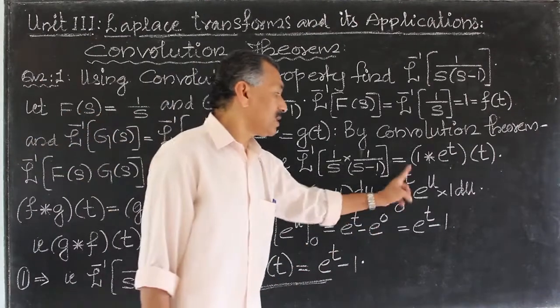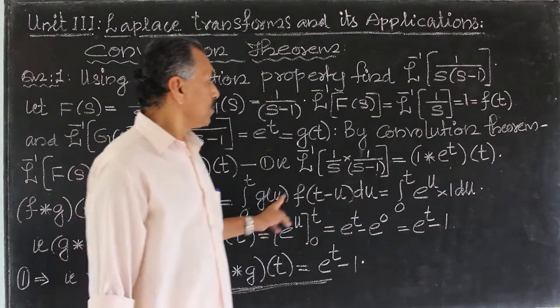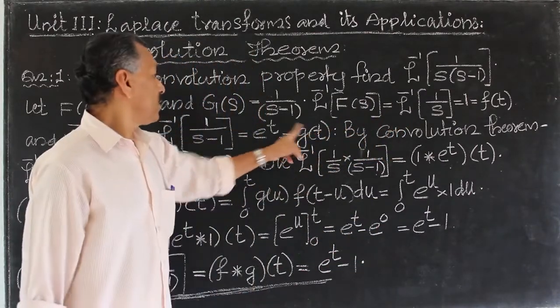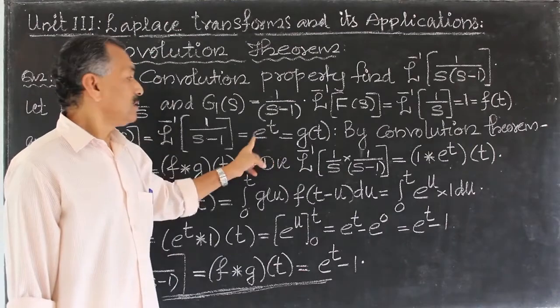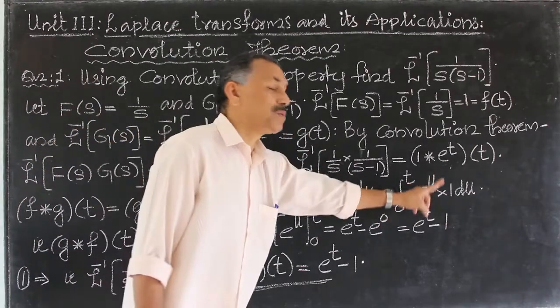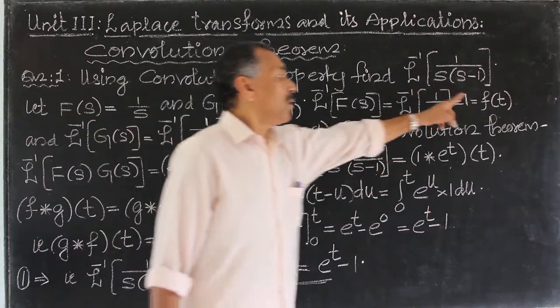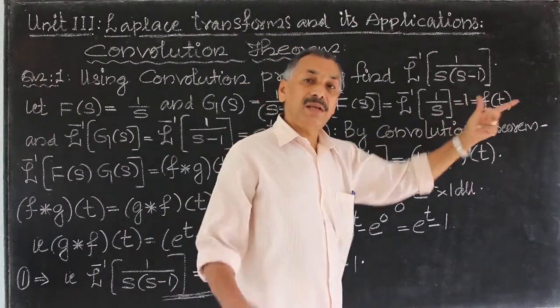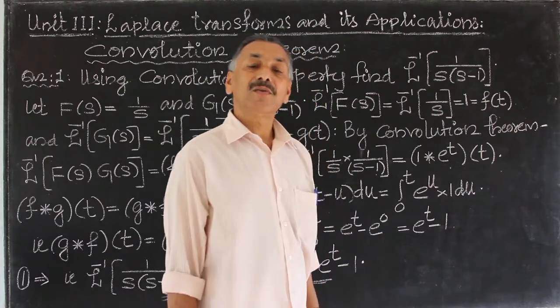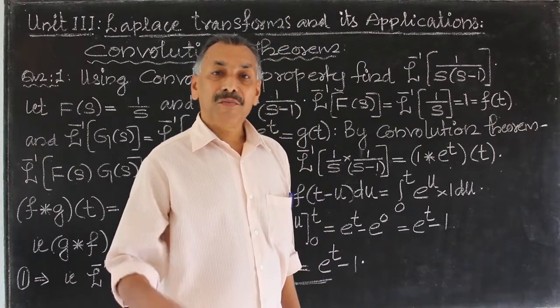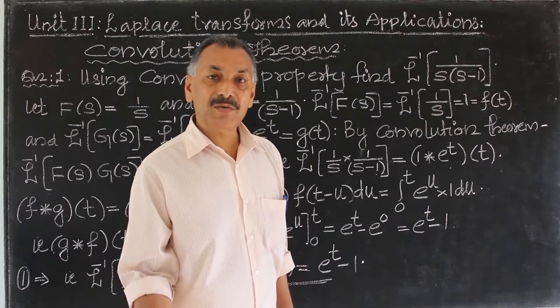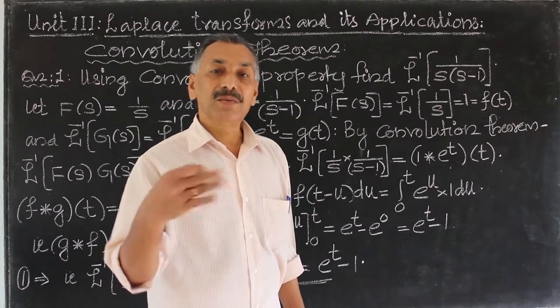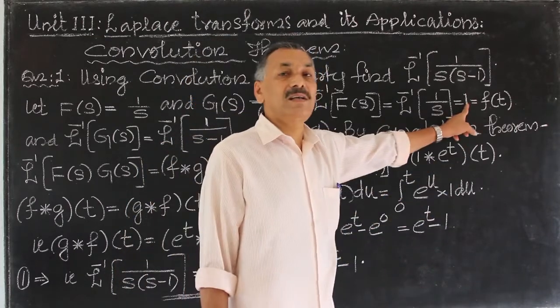That is equal to the integral from 0 to t of g of u. What is g of t? g of t is equal to e raised to t. Then g of u means e raised to u, and f of t is equal to 1. Then f of t minus u: for any value of t, f of t is equal to 1. f of 1 is equal to 1, f of 2 is equal to 1, so f of t minus u is also equal to 1.